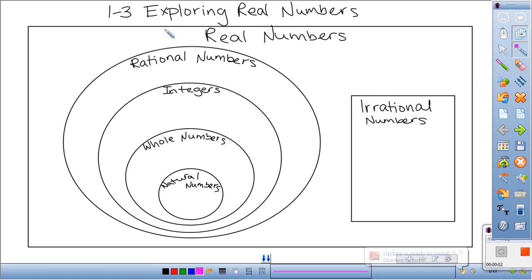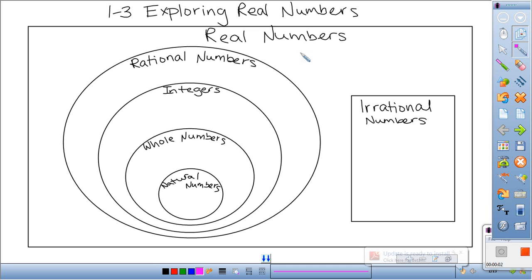This is lesson 1-3, Exploring Real Numbers. Here I've drawn a chart for you so that we can more easily talk about what real numbers are. Now in algebra, all we deal with are real numbers. When you get to algebra 2, you'll learn about a whole other category called imaginary numbers. But for now, we're focusing on real numbers.